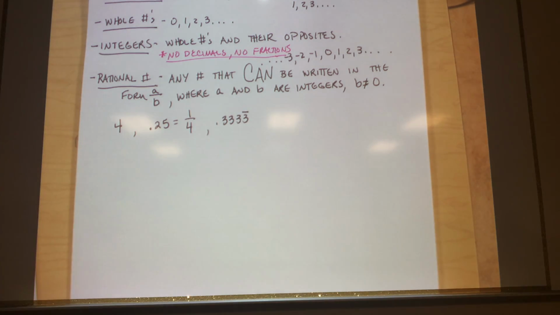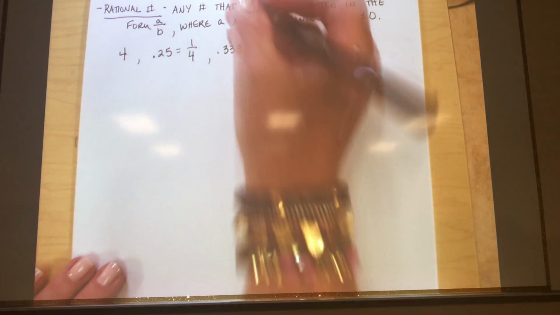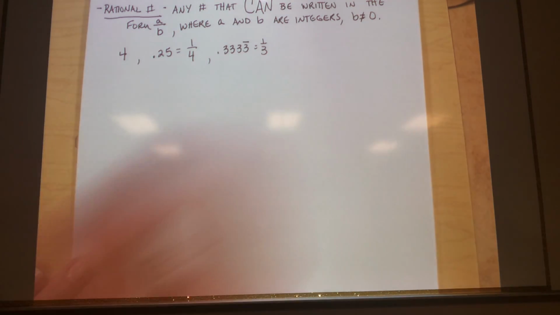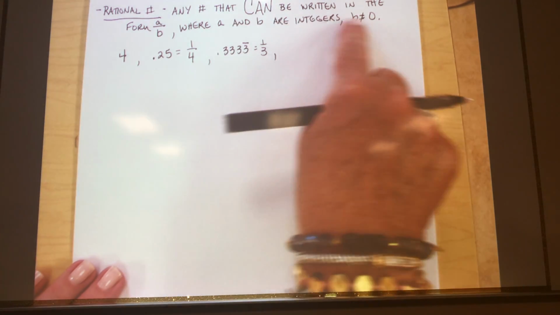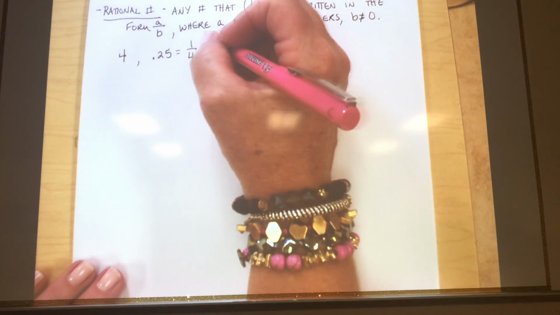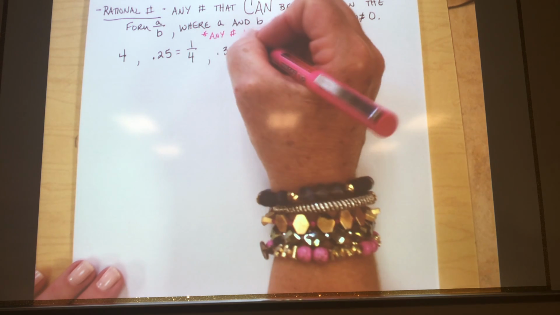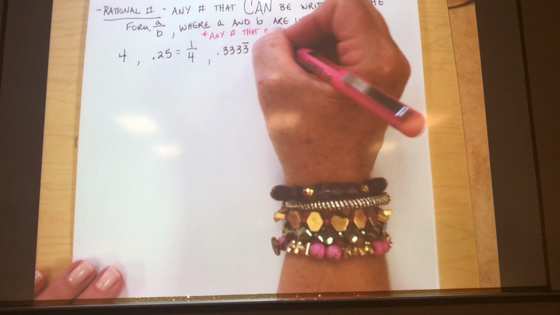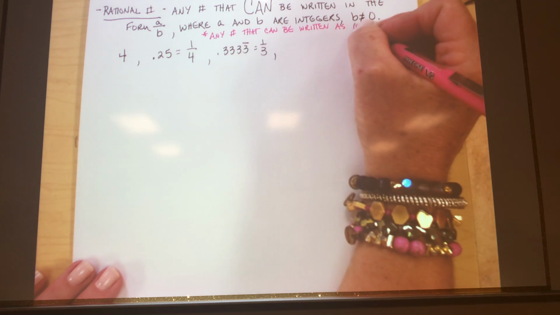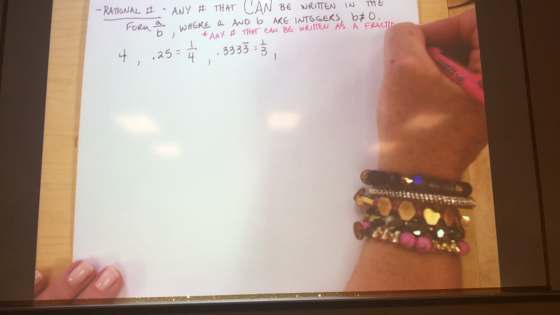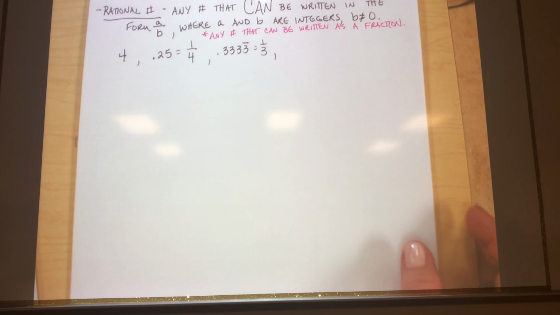What about 0.3333 repeating? Yes, why? It's 1/3. So really, what is this really saying? That's exactly right. This is really any number that can be written as a fraction. Do you see how much easier that is for my brain? If I can write this number as a fraction, it's a rational number. If I can't, it's not. Okay? What about this number?